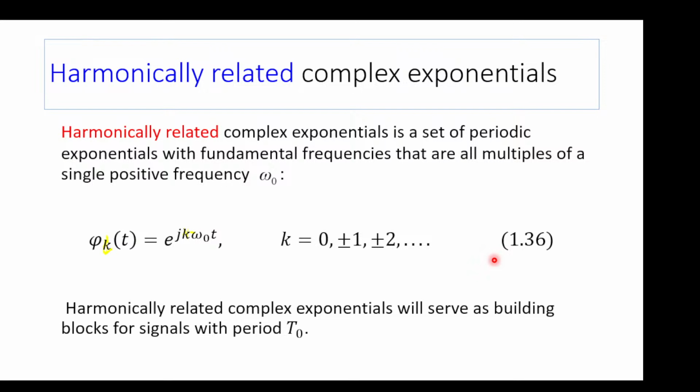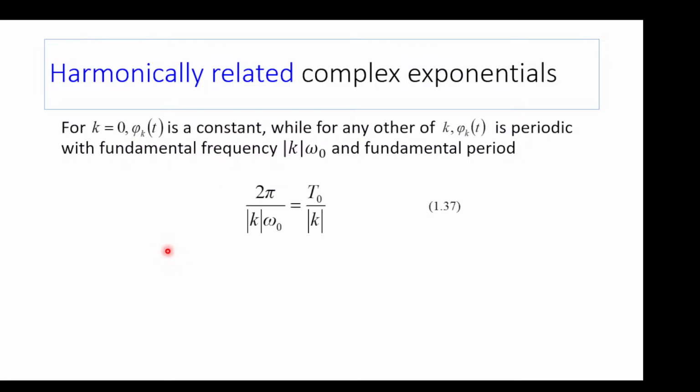Later we'll see that harmonically related complex exponentials are very important because you can basically build any periodic signal with period T0 from those things. So you can write any signal, well, a nice signal, with period T0 as a linear combination of those harmonically related complex exponentials associated with T0.